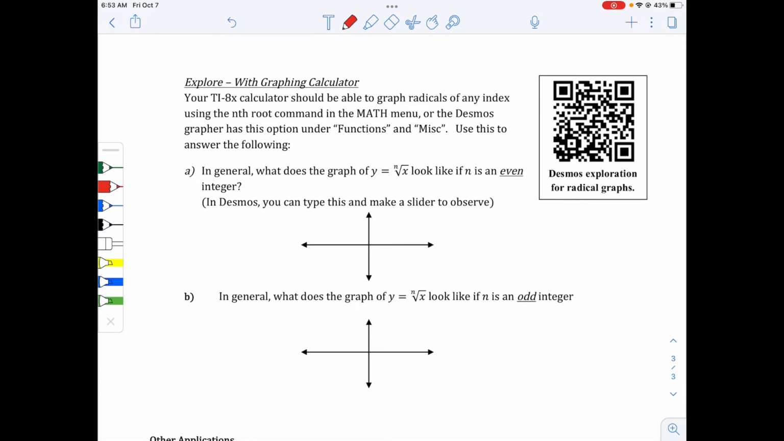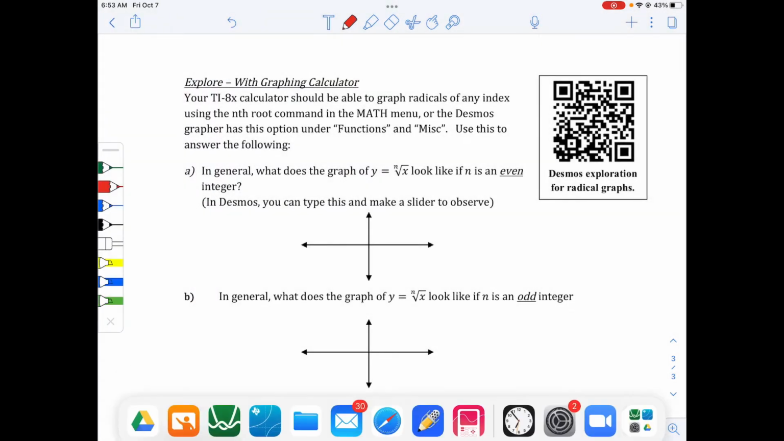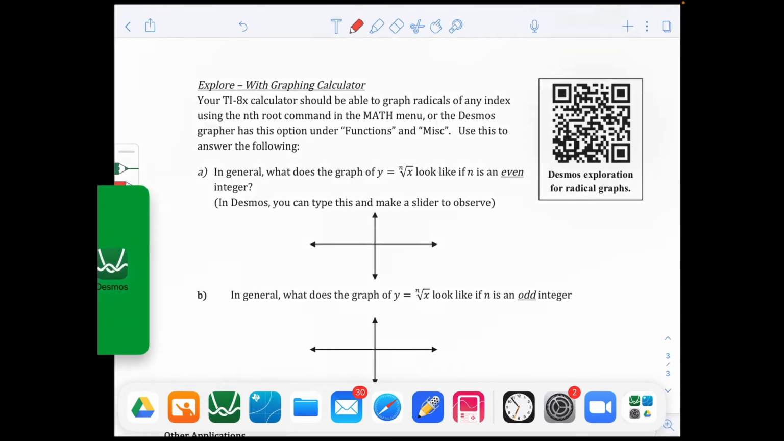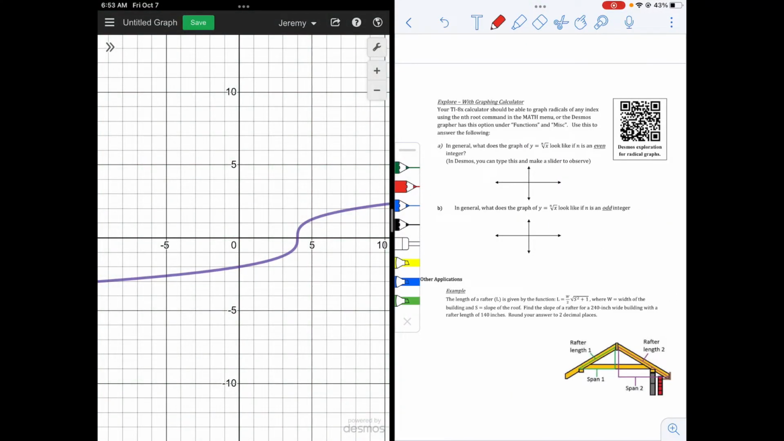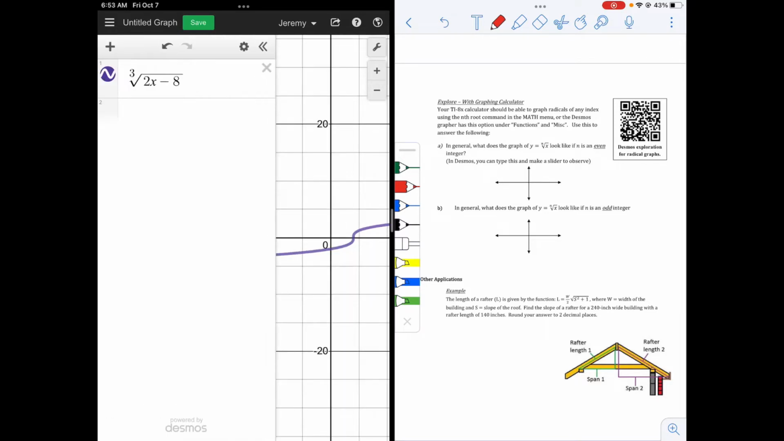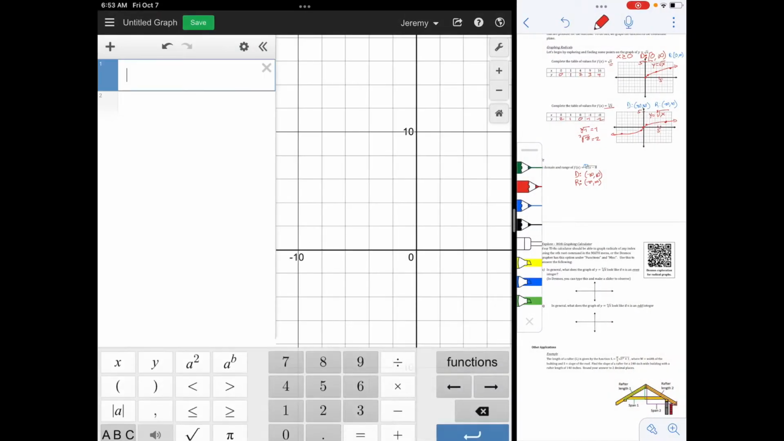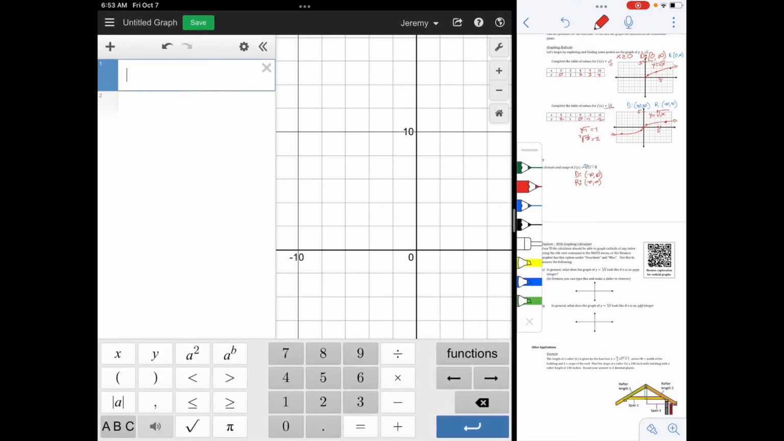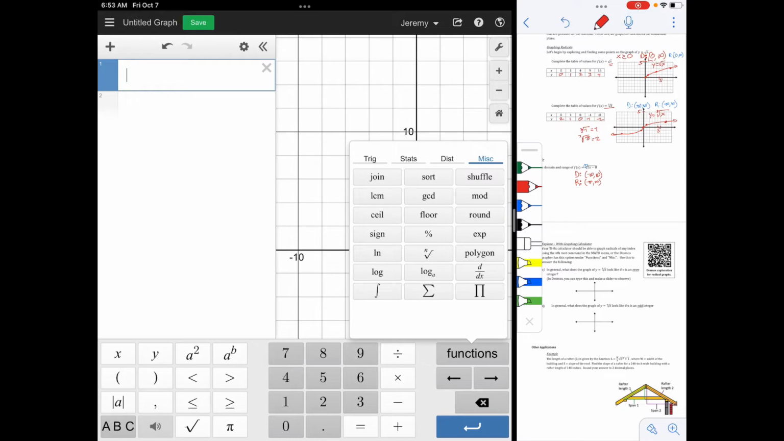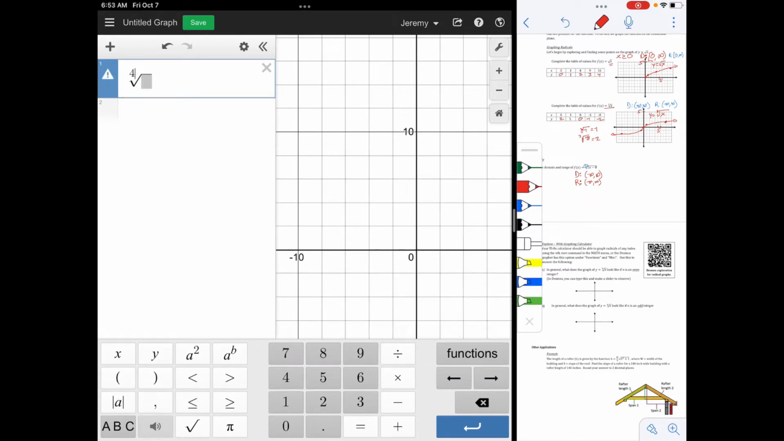A quick explore here, and we'll come back to our Desmos. So what happens if we have fourth roots and fifth roots and sixth roots? All right, so let's go back to my equation here. If we have a fourth root or fifth root, we can explore this really nicely with Desmos. Now, we could just type, first of all, y equals the fourth root of x.